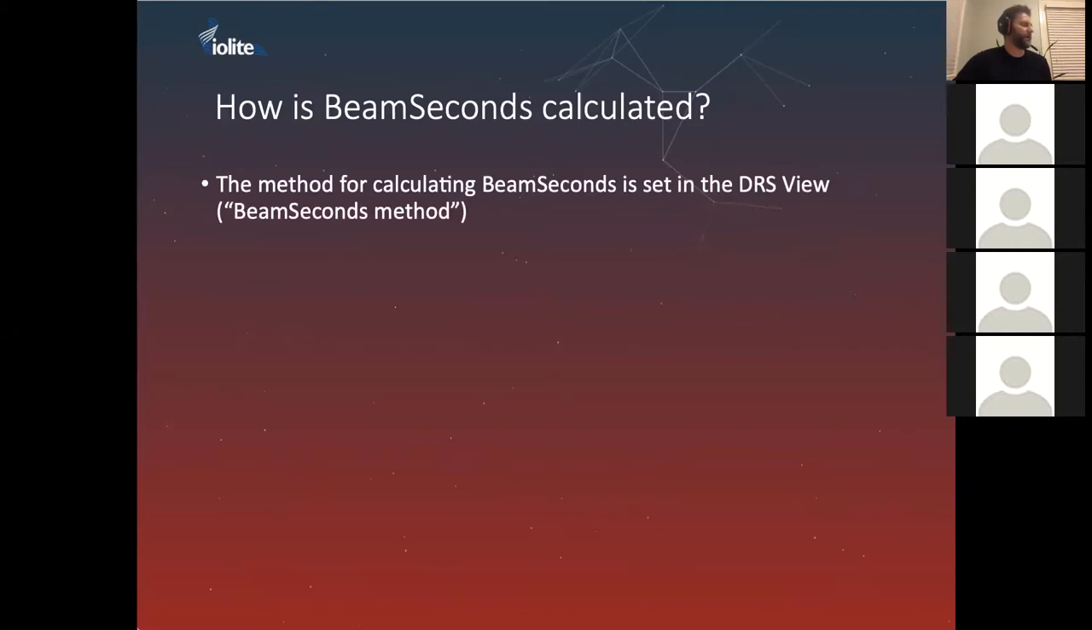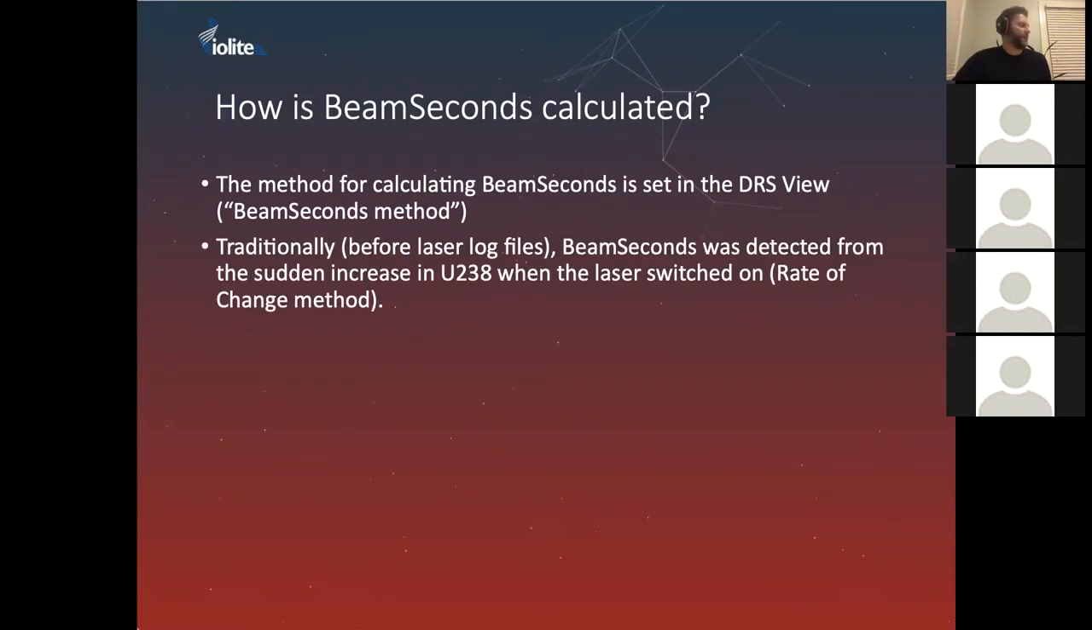So there are different methods for calculating beam seconds, and you can choose them using the beam seconds method in the DRS settings, which we'll come to when we do the demonstration. Before laser log files were around, we had to do this by looking at when the uranium-238 signal suddenly increased. So this was called the rate of change method. When the laser switches on, the uranium-238 quickly increases. We look at the gradient of that, and when it's positive by a certain amount, then we say, oh, the beam must have switched on, so let's start counting beam seconds.